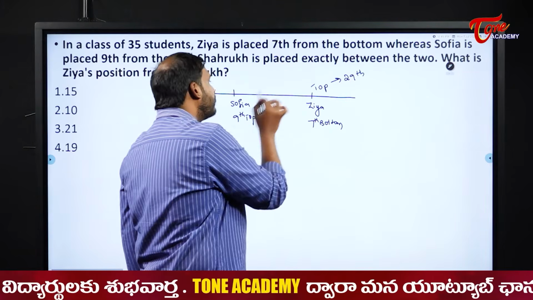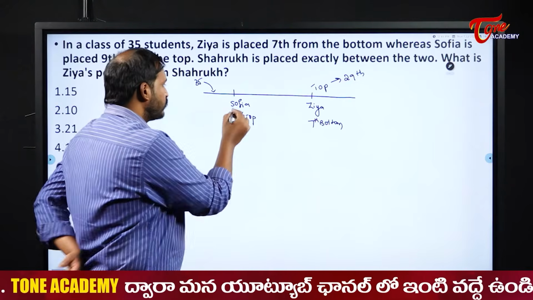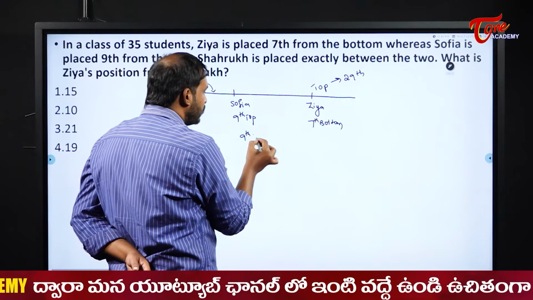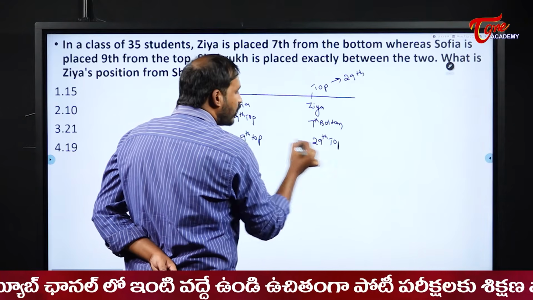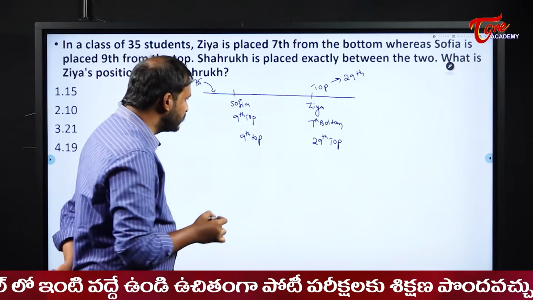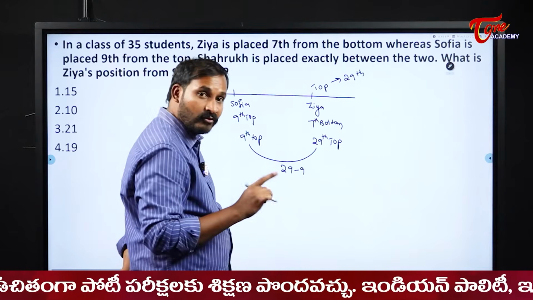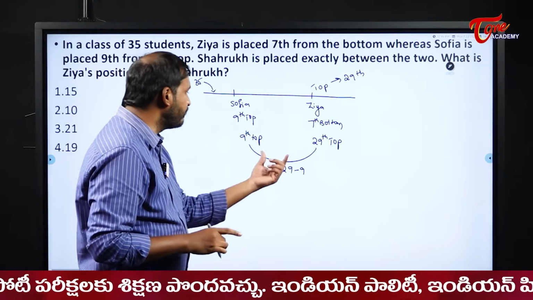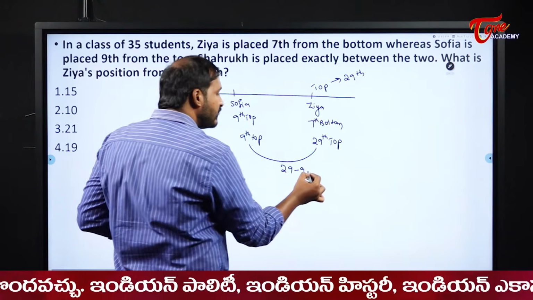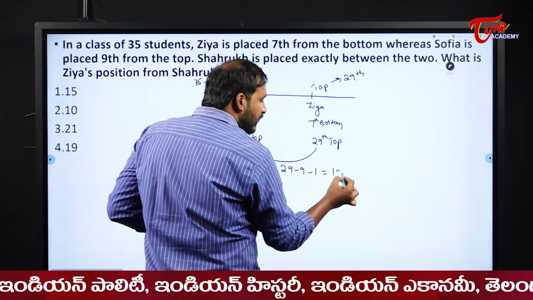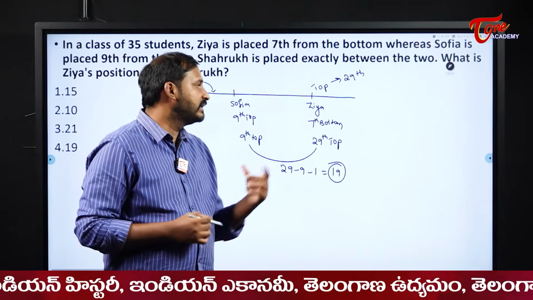Now tell me how many people will be there between Zia and Sophia. Sophia's position is 9th from top and Zia's position is 29th from the top. Okay, both from the top. What is the difference between these two positions? 29 minus 9 is 20. No. That is the reason I told you earlier: how many persons will be there between the 9th position and 29th position? 29 minus 9 minus 1. So there will be 19 persons between Sophia and Zia.